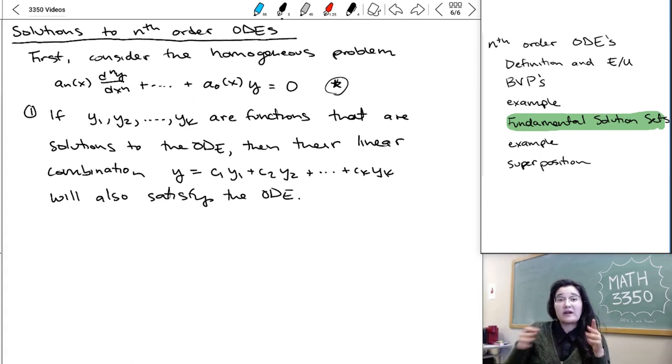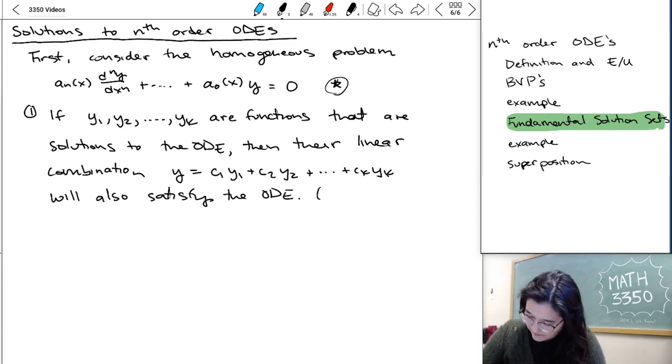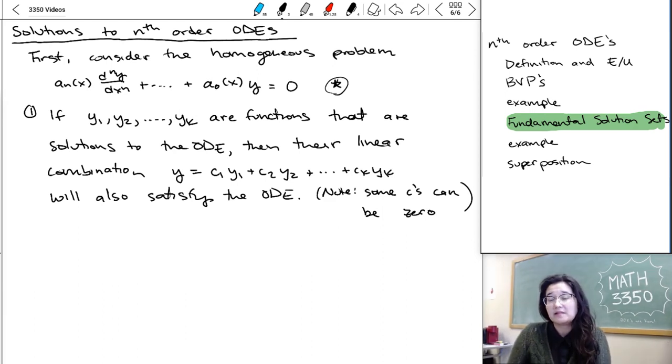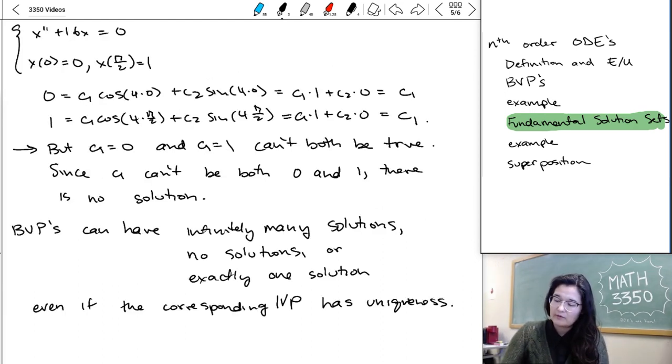So if you can find a bunch of different things that when you plug them into the ODE, it's okay, taking a linear combination where you multiply by a constant and add them together is also going to solve the ODE, even though that would be more of a pain to plug in and check. And important to note here is that some of those c's can be 0, just like we saw when we were doing these examples.